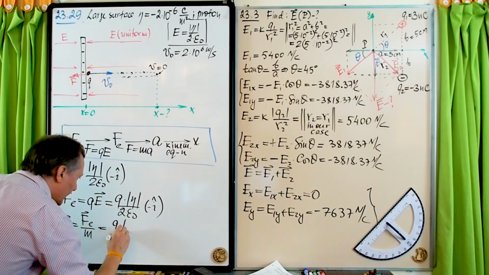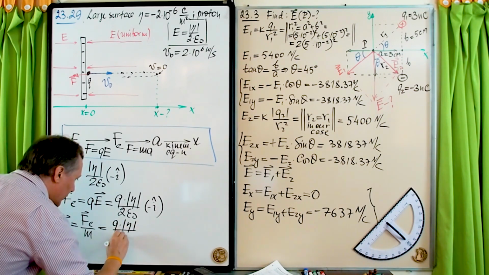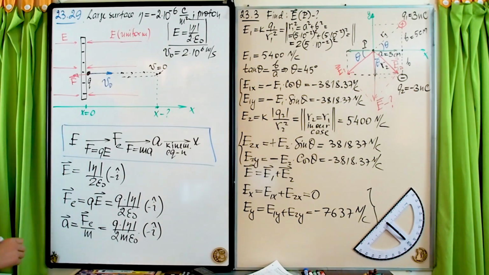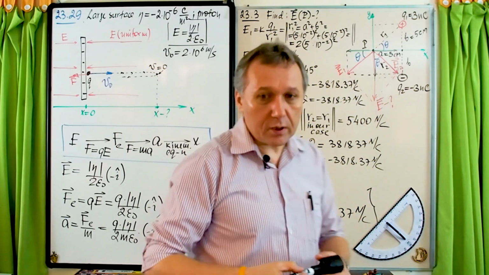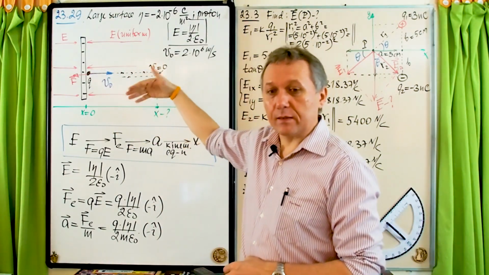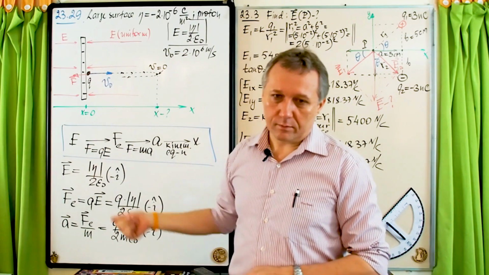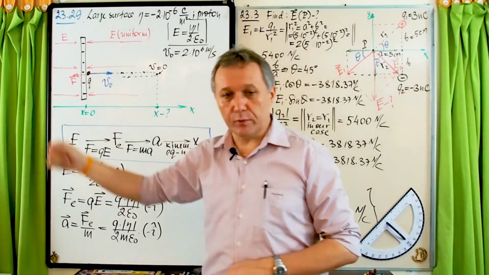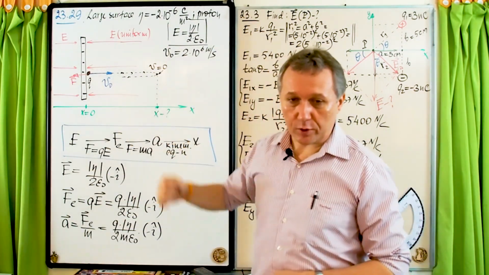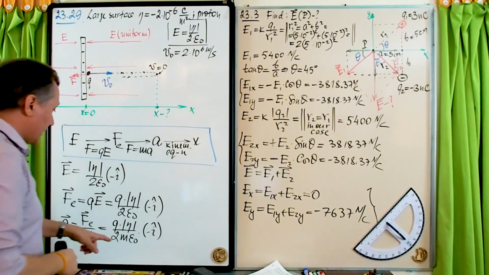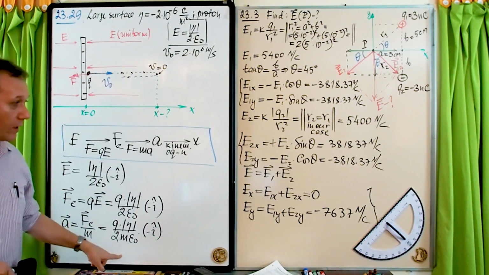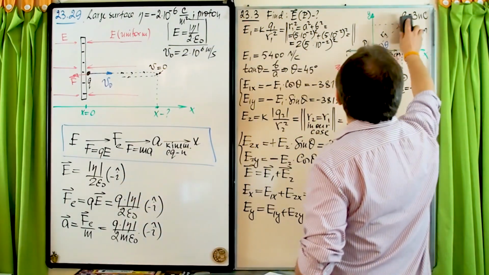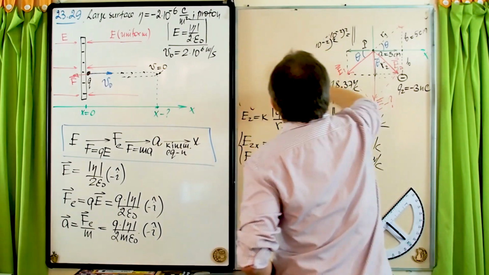So it will be Q times eta divided by 2 m epsilon naught, and still acceleration, of course, in the negative x direction. Again, it makes sense because as the proton travels, it is decelerating, right? Decelerating, and eventually it stops for a moment, turns around, and moves back. So this is a turning point. So that's acceleration, and acceleration is negative.